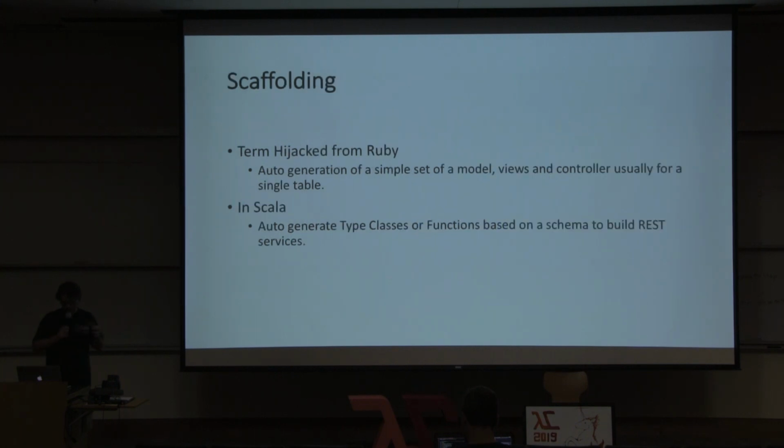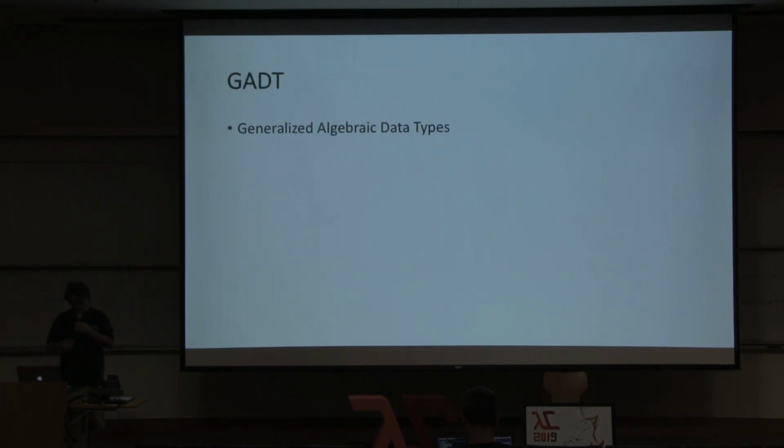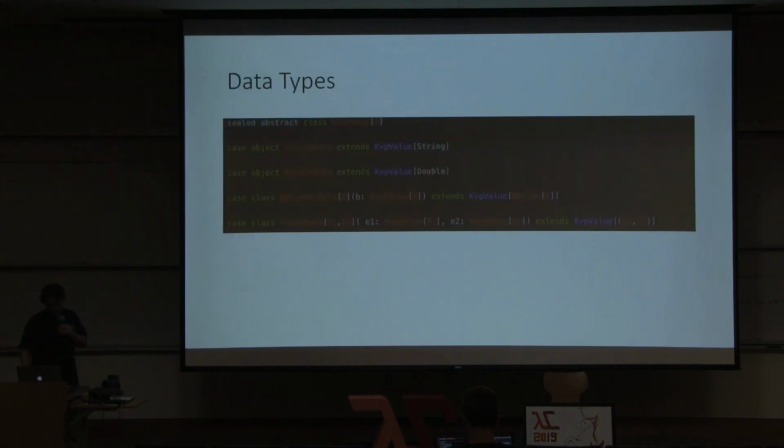So scaffolding, I kind of hijacked this term from Ruby. If you don't know what that is, it's basically auto-generation of the model view controllers, and in Scala I'm talking about auto-generating type classes and functions so that you can build REST services. And GADT stands for Generalized Abstract Data Types. So let's get into this.